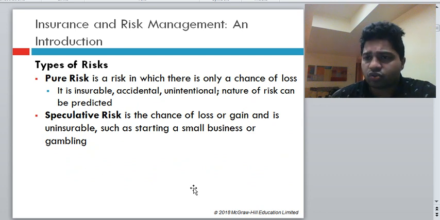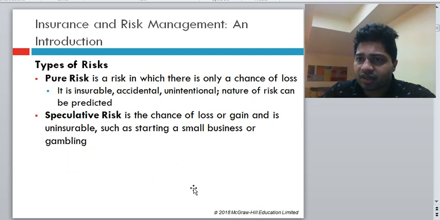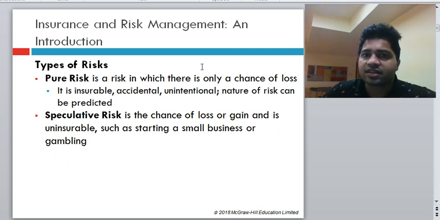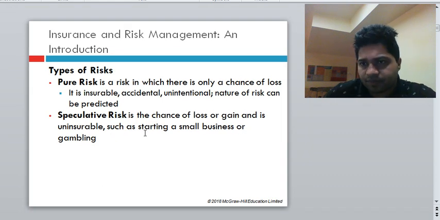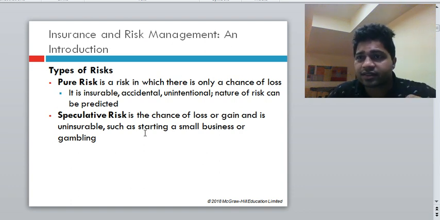Again, there are two classifications of risk: pure risk and speculative risk. Pure risk is a risk in which there is only a chance of loss, there is no chance of profit. It is insurable, accidental, unintentional, and the nature of the risk can be predicted. Speculative risk is where there is a chance of loss as well as a chance of gain. So it is uninsurable, such as starting a small business or gambling. So I'll give you an example. Death is a pure risk, right? Because if a person dies, there is loss of income. You cannot profit from death.